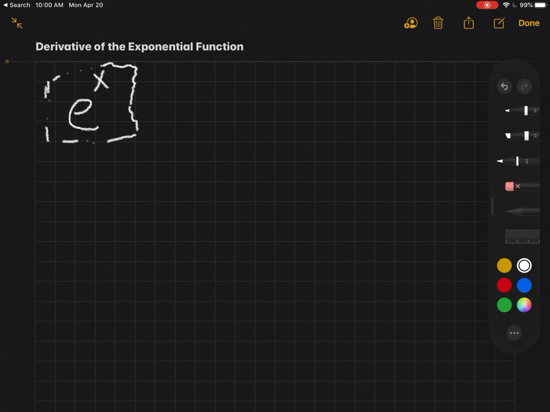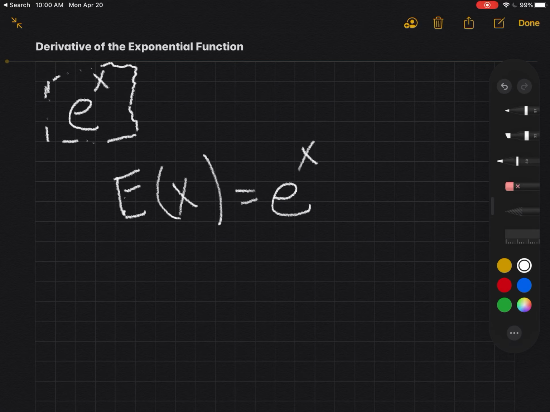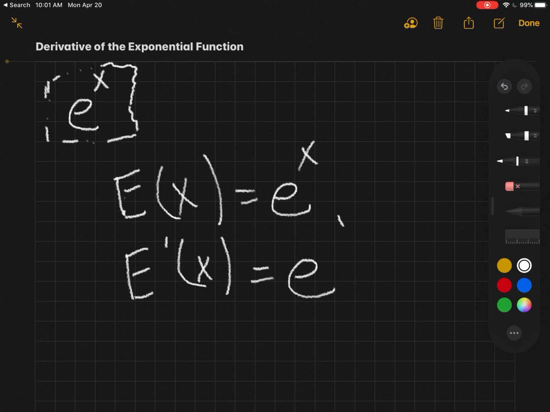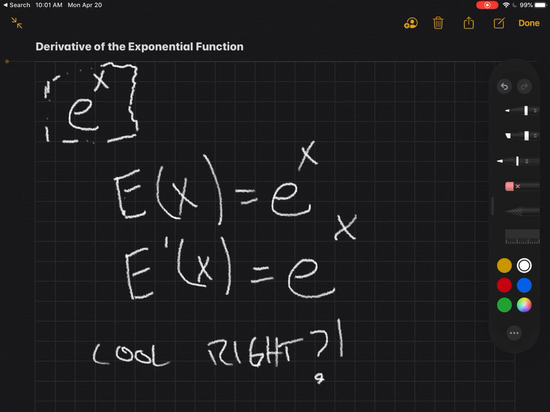Hello calculus, welcome back. So in this video I'm going to talk to you about the derivative of the exponential function. So the exponential function is e to the x. That is our exponential function. Ooh, so pretty. This is a really important function in mathematics, and if this were a normal semester I would prove this for you, but it's not a normal semester, so I'm just going to show you how it is.